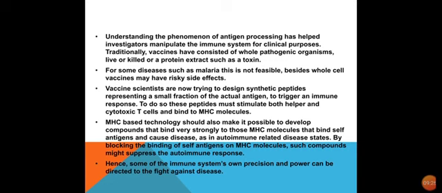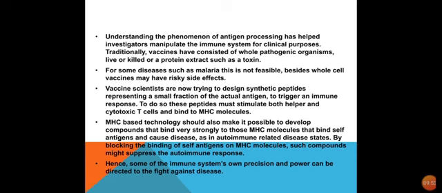Understanding the phenomenon of antigen processing has helped investigators manipulate the immune system for clinical purposes. Traditionally, vaccines have consisted of whole pathogenic organisms, live or killed, or a protein extract such as a toxin. For some diseases such as malaria, this is not feasible. Besides, whole cell vaccines may have risky side effects.